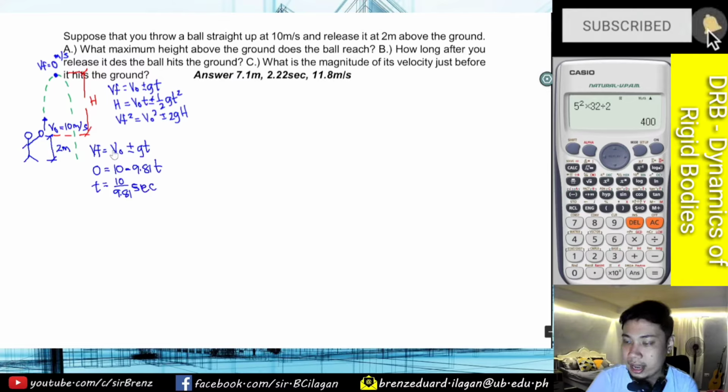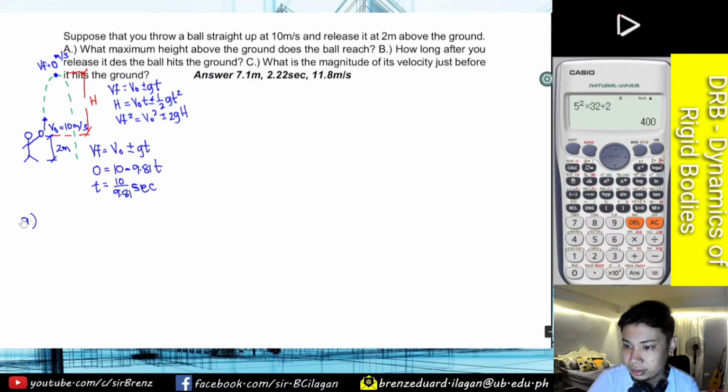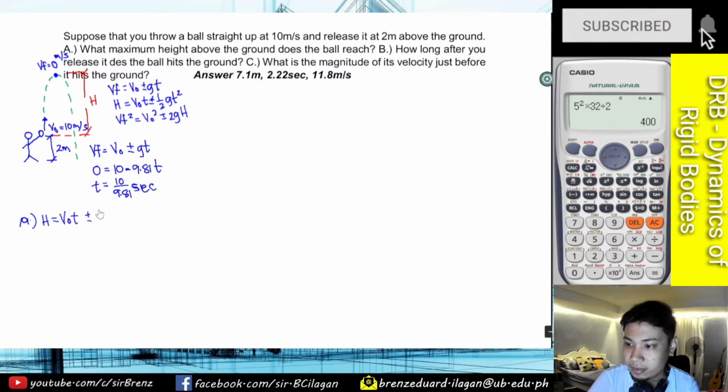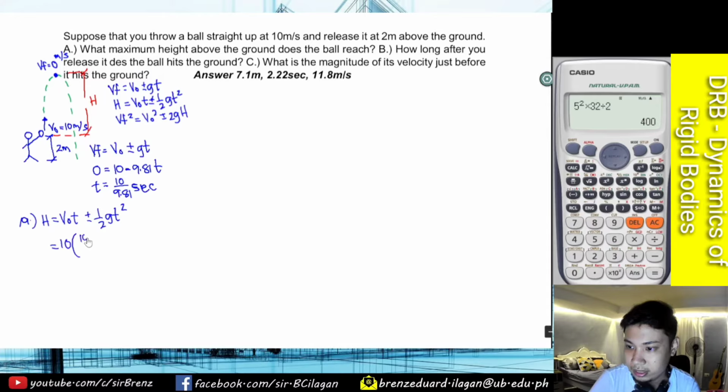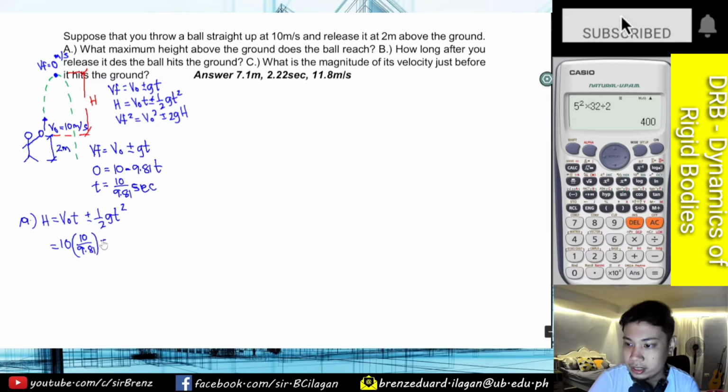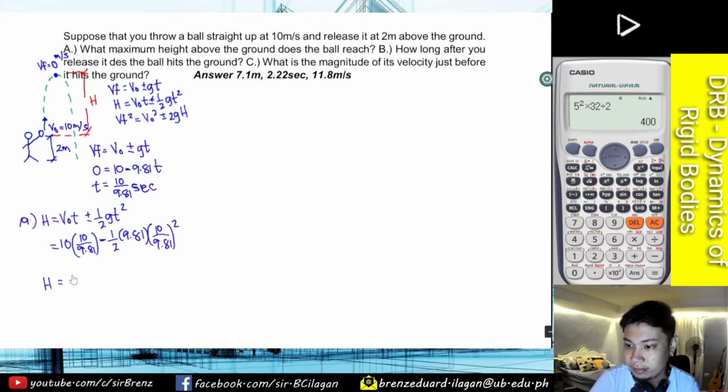And then after solving for the time, we can now solve its maximum height. So for letter A, h is equals to initial velocity times time, then plus or minus 1/2 of gt squared. So h, initial velocity of 10, and then yung kanyang time, so that is 10 over 9.81. And then minus, kasi opposite nga, 1/2 of 9.81 times 10 over 9.81 squared. So, mahanap natin yung maximum height niya.